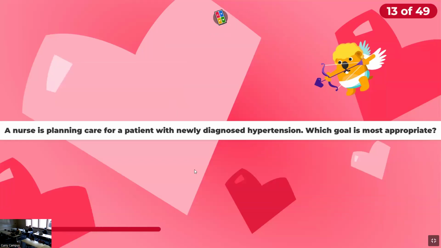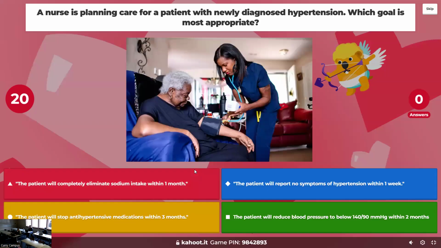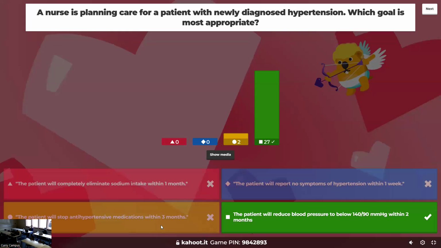A nurse is planning care for a patient with newly diagnosed hypertension. What goal is the most appropriate? And that lower one is the patient will stop antihypertensive medications within 3 months. Good. Patient will reduce blood pressure to below 140 over 90 within two months.